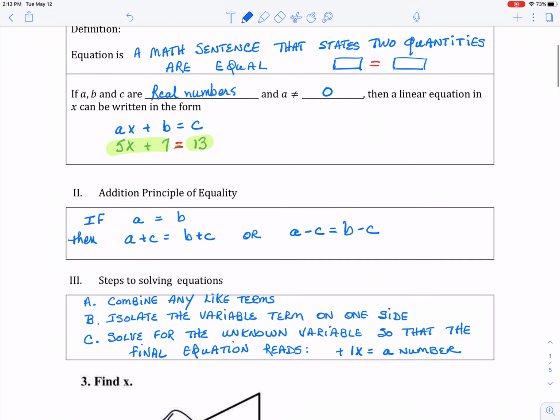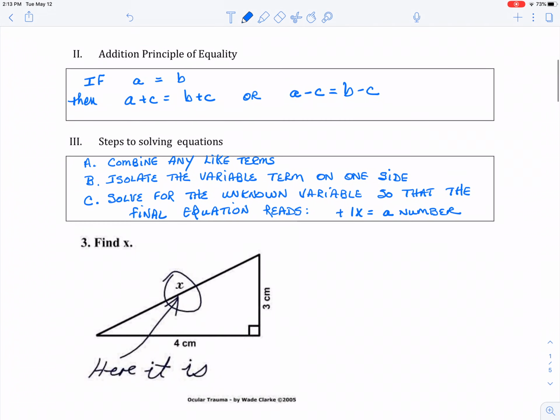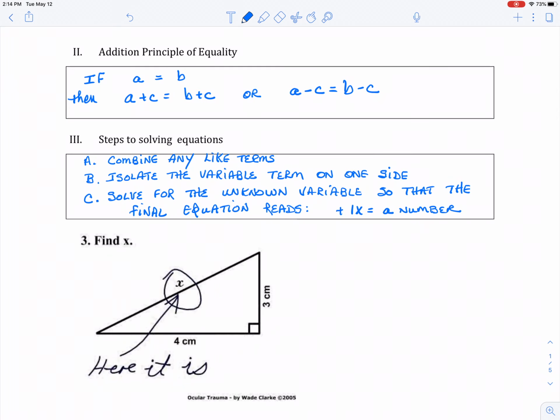All right, so we're going to look at two principles of equality today. The first video is going to show you the addition principle of equality, and the second video is going to work with the multiplication principle of equality. The addition principle says if you have an equation with two sides that are equal, in this case A equals B, then it's a legal operation for you to add the same quantity to both sides, and you see me here adding C to both the left and the right side. That maintains balance in the equation. Or you can subtract that same quantity from both sides.